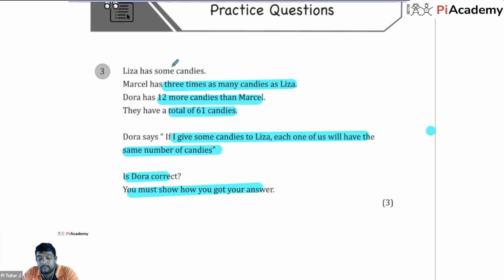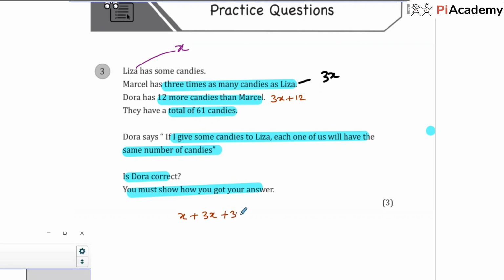Lisa has some candies. Okay, let's suppose Lisa has x number of candies. Now Marcel has 3 times as many candies as Lisa, so 3x, right? And Dora has 12 more candies than Marcel, so Dora has 3x plus 12. Now together they have a total of 61 candies. So let's form an equation: x plus 3x plus 3x plus 12 is equal to 61, right?